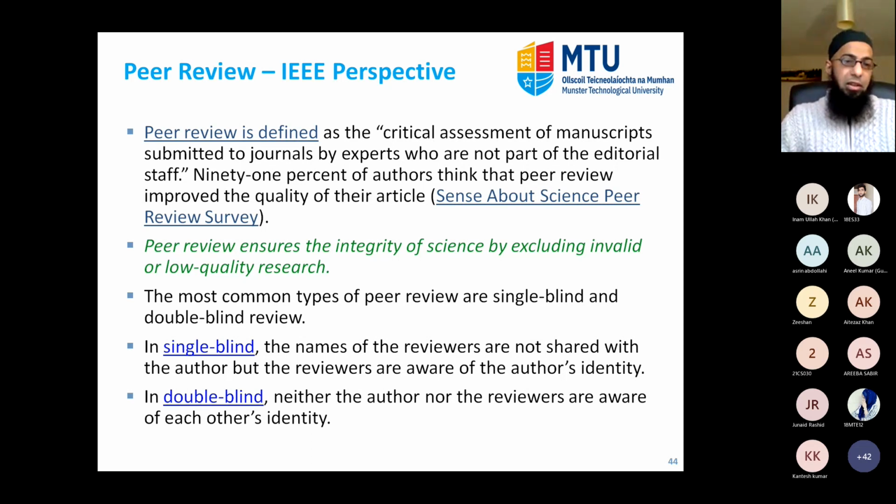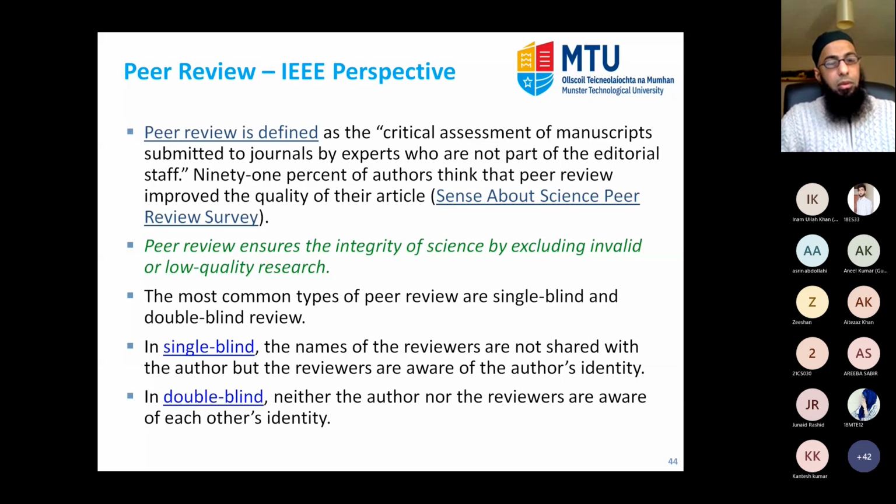When we talk about single blinded, the names of the reviewers are not shared with the authors, but the reviewers are aware of the author's identity. So when you submit your paper, you will have your name and the reviewers will evaluate your article. Reviewers can see your name, but you as an author cannot see the names of the reviewers. This is done in single blind review.